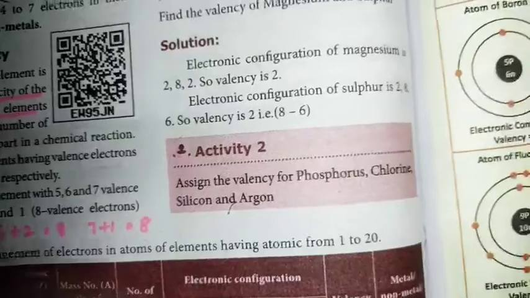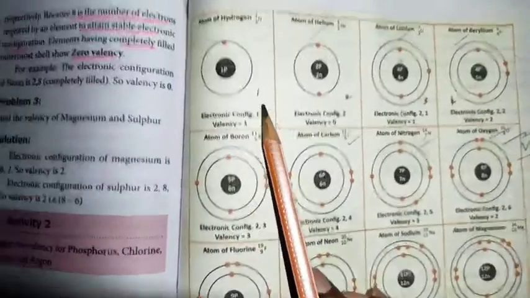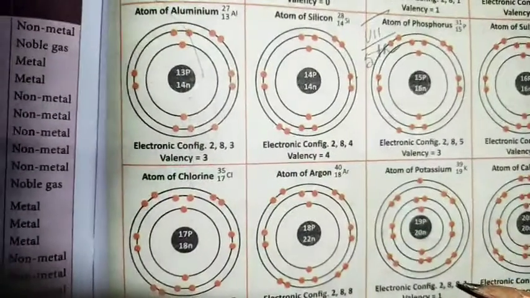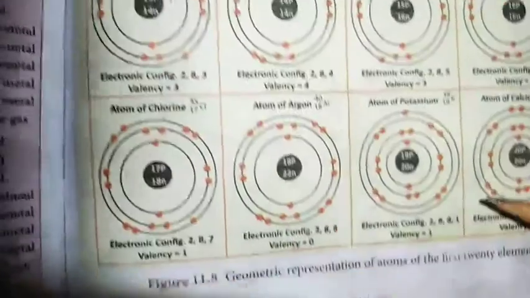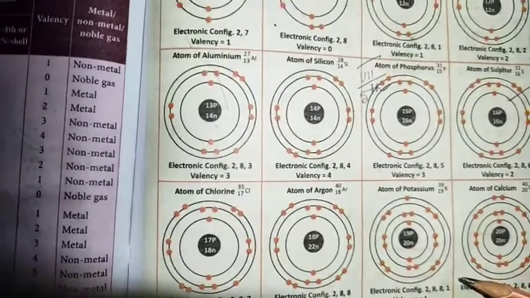2, children. So you are going to do the activity for the first 20 elements, geometric representation of the atoms of the first 20 elements, children. I will send the activity sheet. You complete your activity.